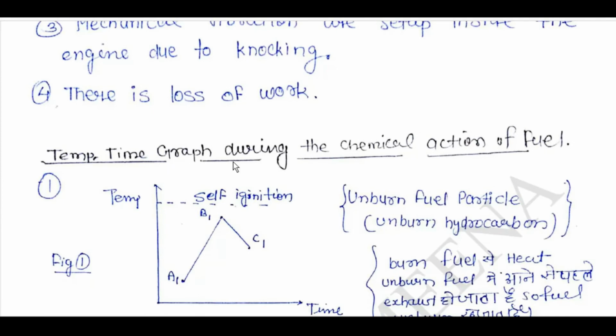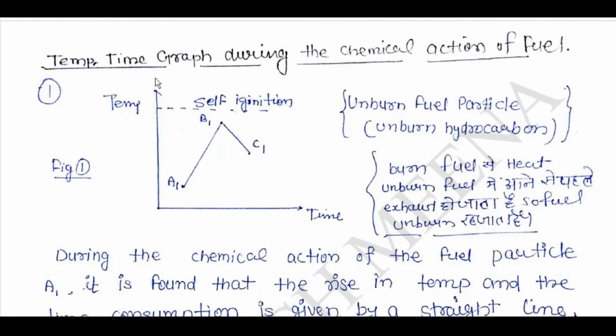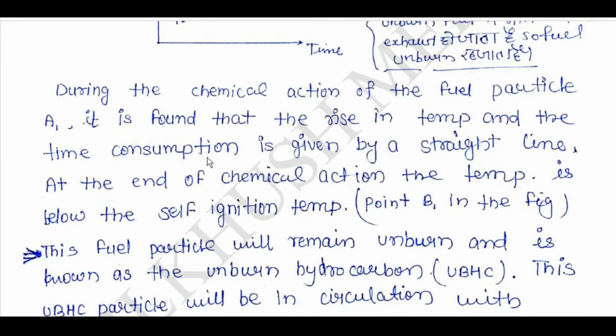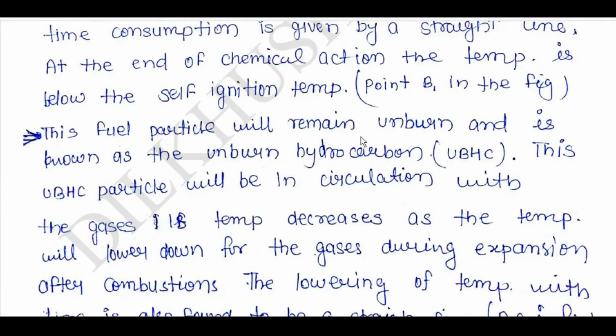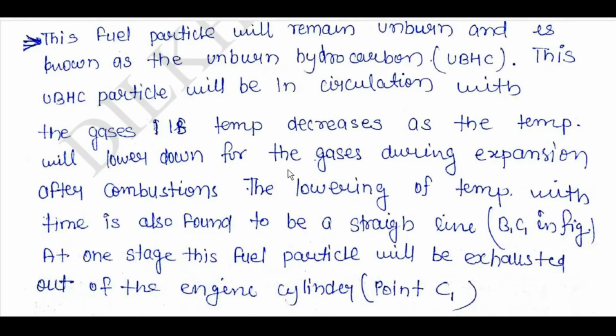Temperature time graph during chemical action of fuel. Temperature, time, A1, B1, C1, self-ignition temperature, unburned fuel particle, unburned hydrocarbon. During chemical action of fuel particle A1, it is found that the rise in temperature with the time of combustion is given by a straight line. At the end of chemical action, the temperature is below self-ignition temperature, point B1 in the figure. This fuel particle will remain unburned and is known as unburned hydrocarbon. This UBHC particle will be in circulation with the gases.